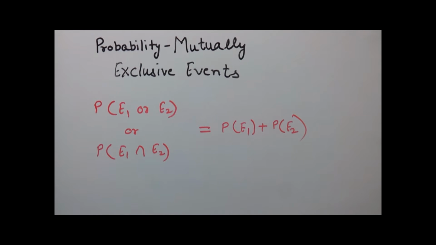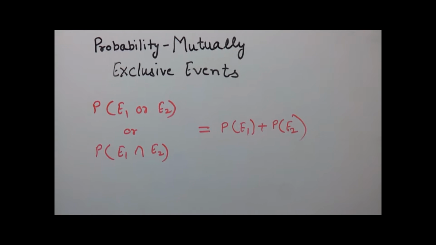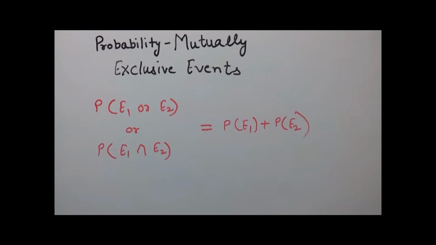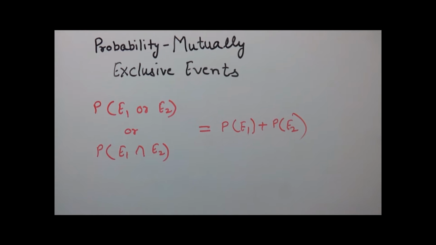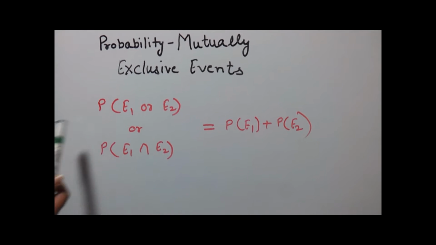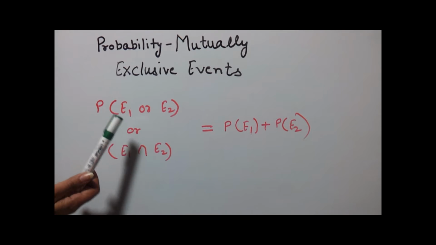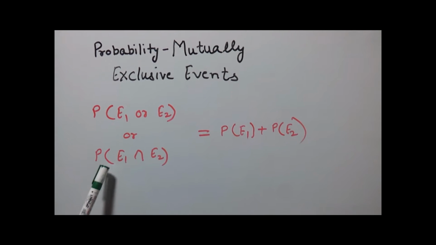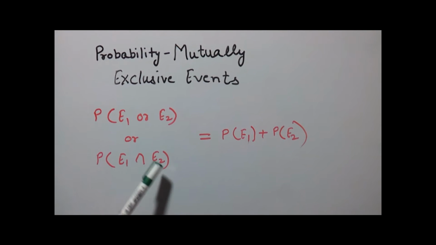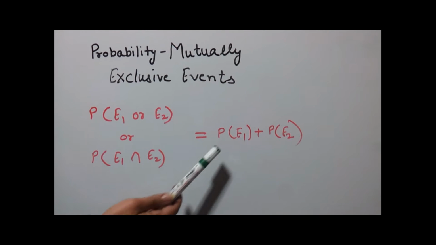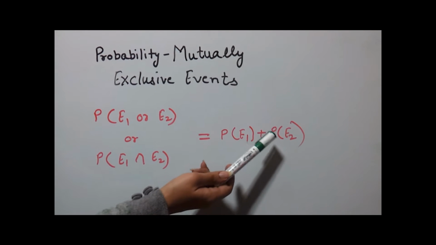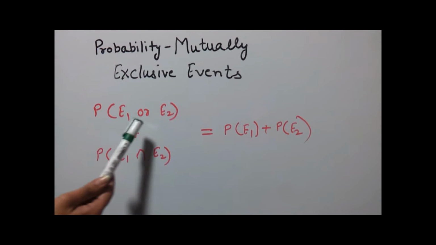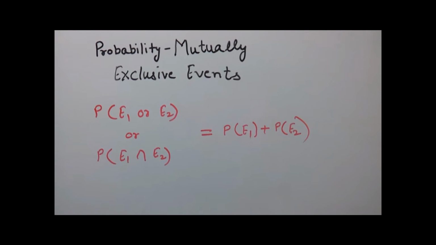These are events as a result of which only one event will take place. Either A will take place or B will take place. Either event 1 will be there or event 2 will be there. So our formula becomes probability of E1 or E2. This can also be written as probability of E1 intersection E2, which is equal to probability of E1 plus probability of E2. This is because the probability of both the events occurring is 0 over here.